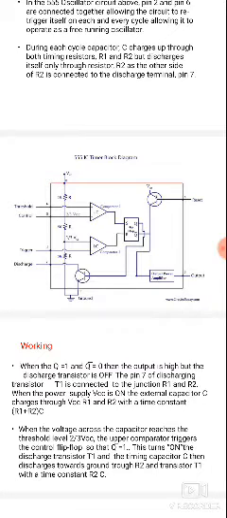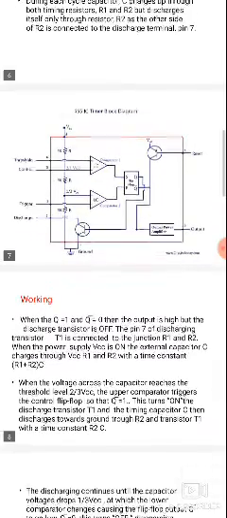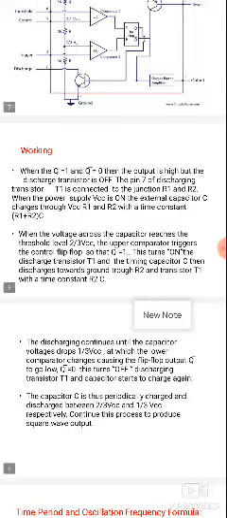This is the block diagram of an astable multivibrator. The astable multivibrator block diagram consists of threshold, trigger, capacitor, discharge, and charging pins. Whenever Q is equal to 1, Q bar is equal to 0, the output is high, but the discharge transistor is off.